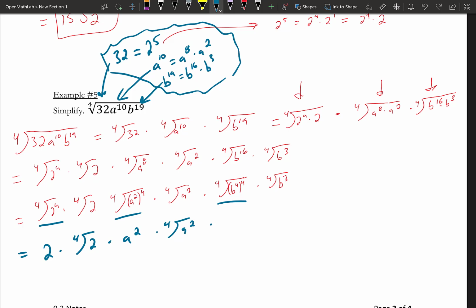And then the next one, b to the 4th raised to the 4th, and the 4th root of that. These 4's cancel out, right? So that'd be times b to the 4th, and then times the 4th root of b cubed. So just looking at each of those individually.